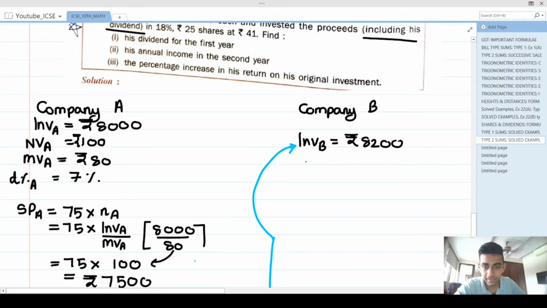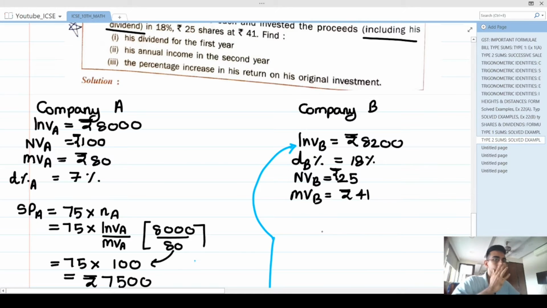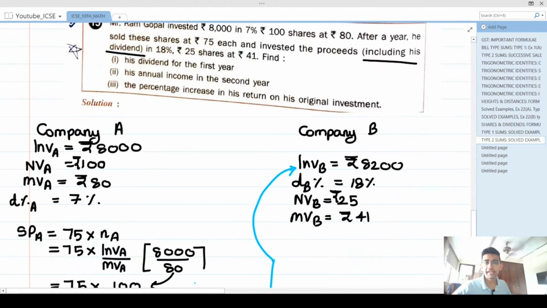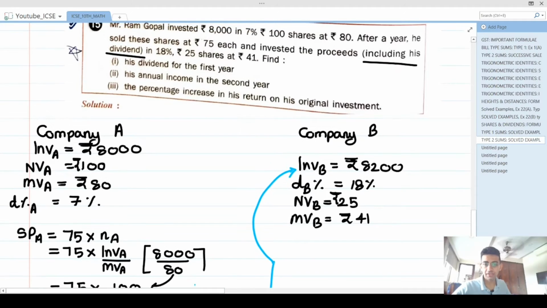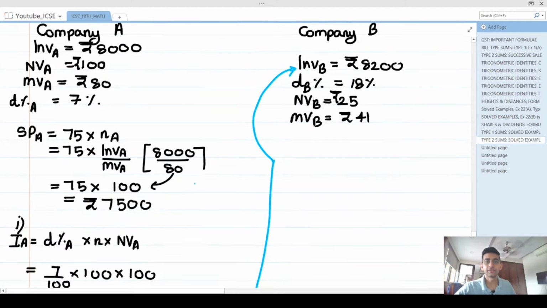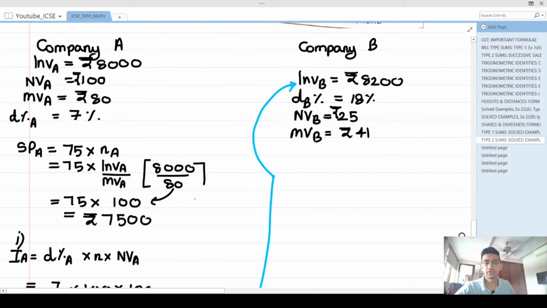They've told us the dividend percent of B is 18%. NVB, or face value of shares, is 25, and MV of B is rupees 41. So we've already calculated the dividend for first year, which is the income of A. This is part 1. Now calculate the annual income for the second year.